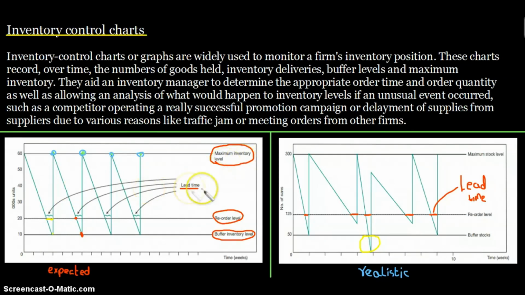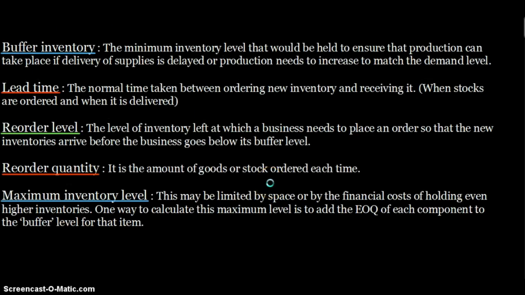You won't be asked to calculate maximum inventory level in most cases, but it's just an idea of how it may be calculated. Just add the economic order quantity, that's the order size, with the buffer level of that item.